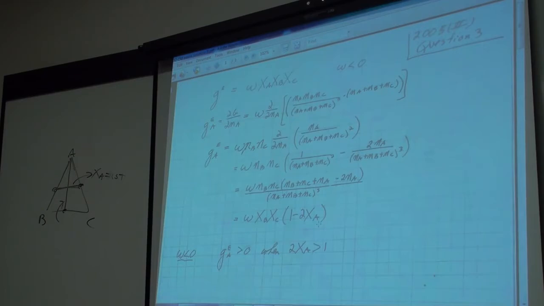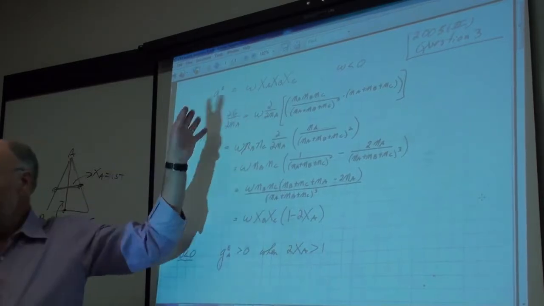Okay, that was 2002 question 3. So I'm just looking at this extra term. I'm just looking at the ternary term. The binary terms are whatever you want.